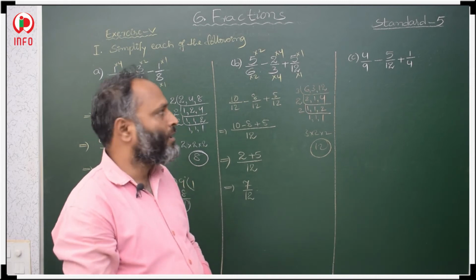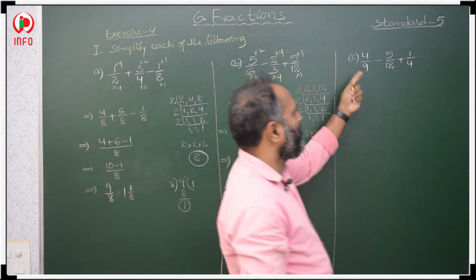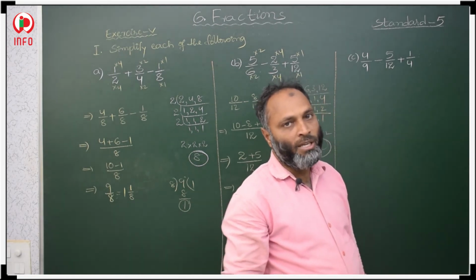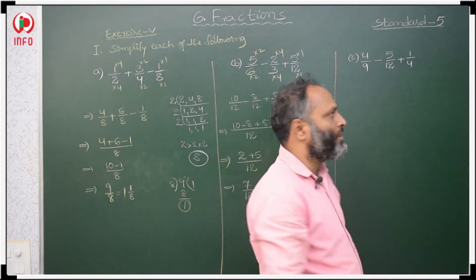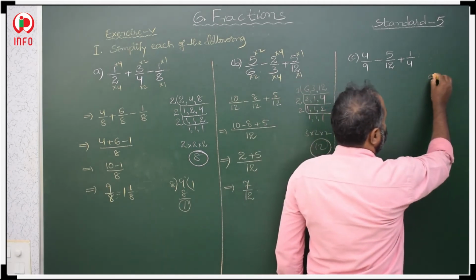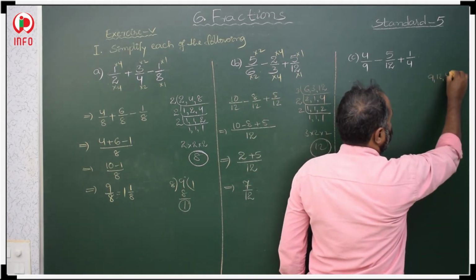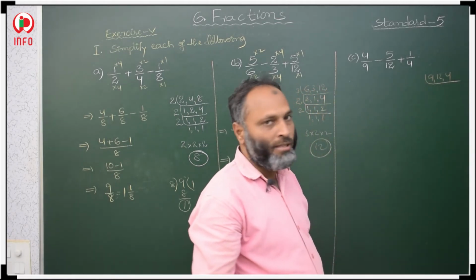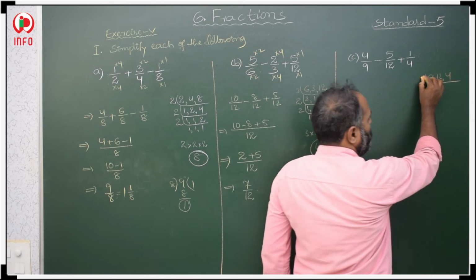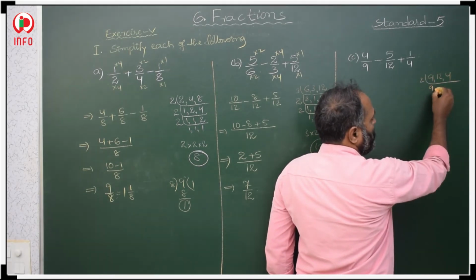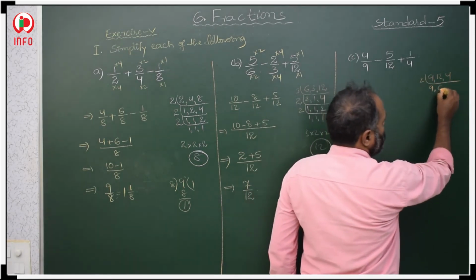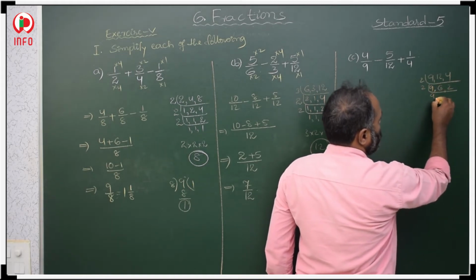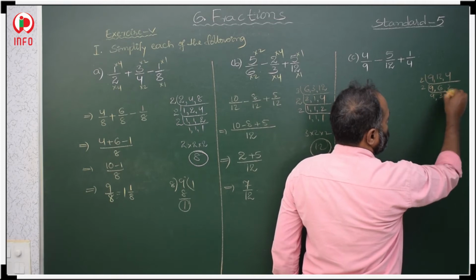Then after that, the third question. Here also we have to find the LCM of the denominators to convert the given fractions into like fractions. What are the denominators here? 9, 12 and 4. Two of these numbers are even, so take 2 first. 9 is not divisible by 2, so 9 as it is, 2 6s are 12, 2 2s are 4. Again take 2, 9 as it is, 2 3s are 6, 2 1s are 2.